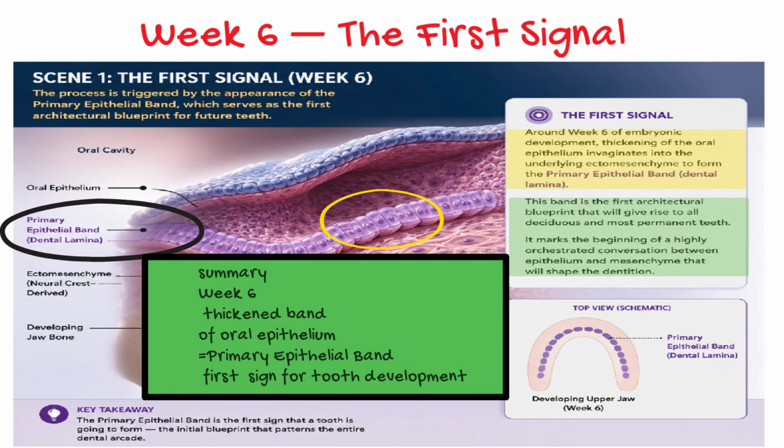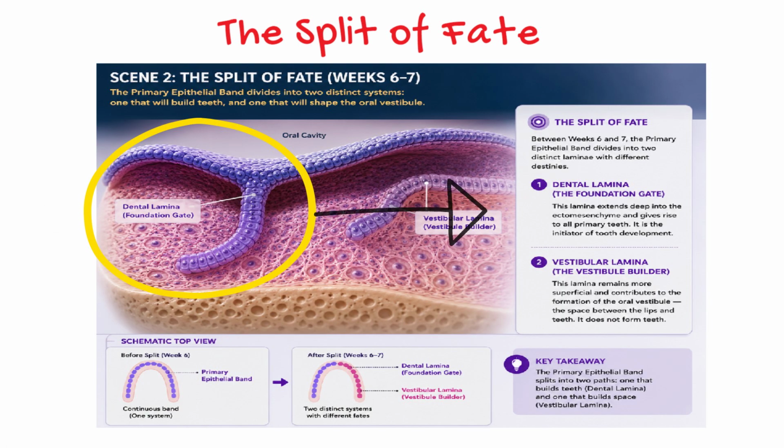The primary epithelial band soon divides into 2 separate pathways. Pathway 1, dental lamina. The foundation gate. This is the tooth-forming pathway. It grows into the underlying ectomesenchyme and initiates the development of all primary teeth. Without the dental lamina, teeth cannot form.